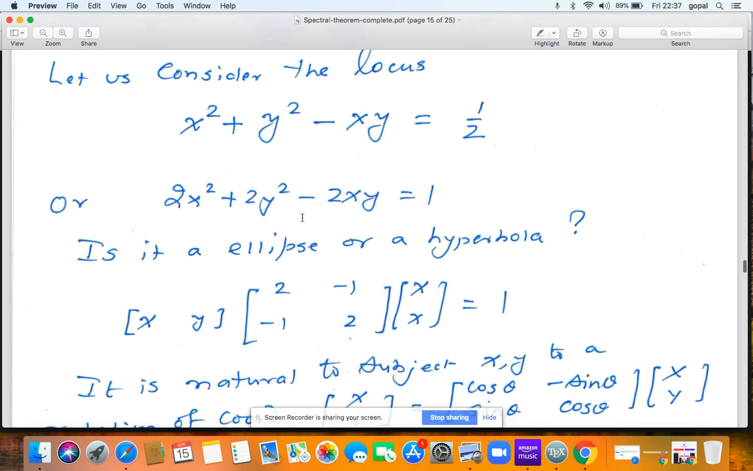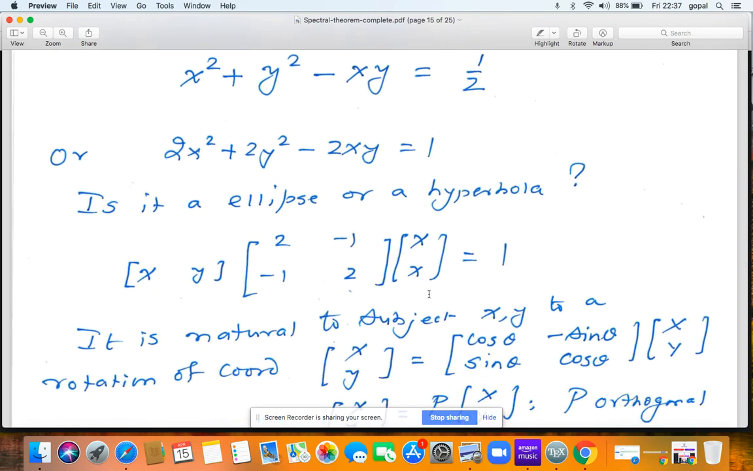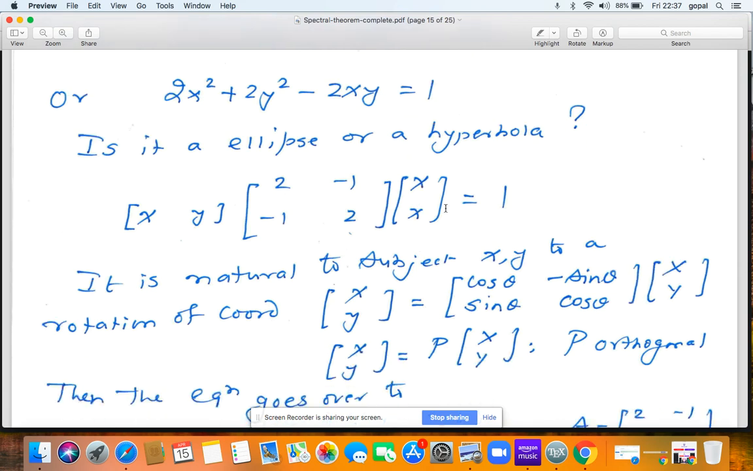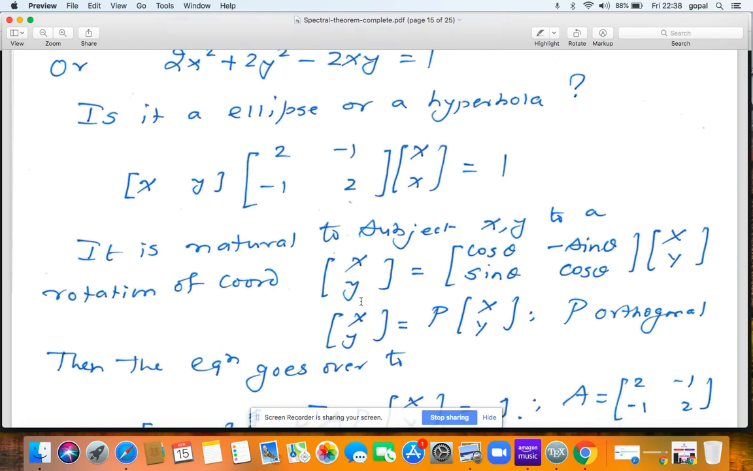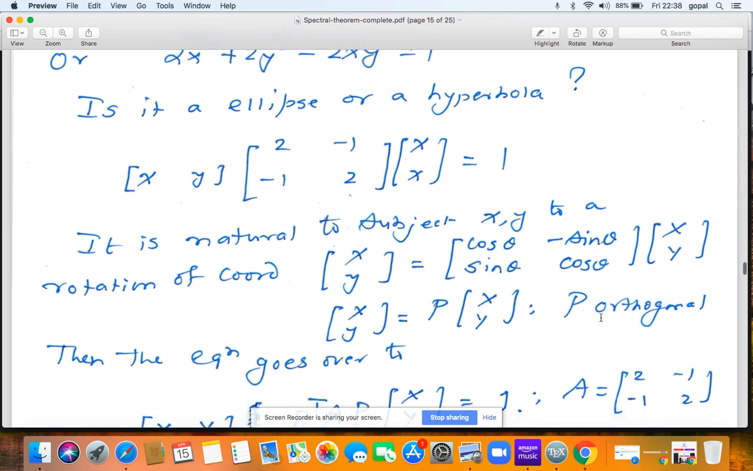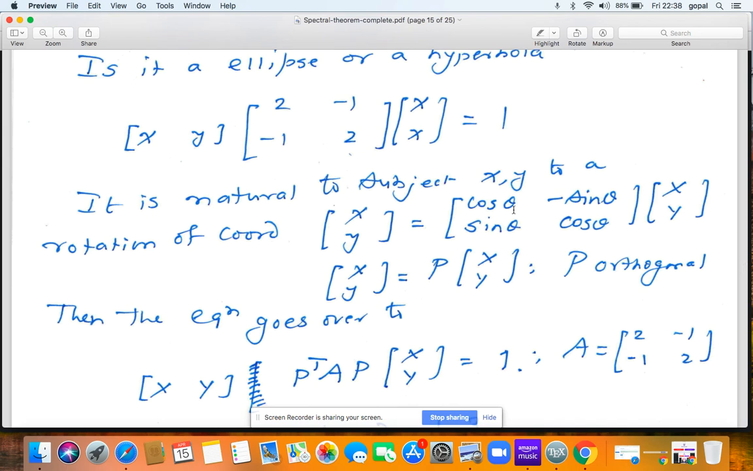Let us write this equation 2x squared plus 2y squared minus 2xy equal to 1 in matrix form. It reads row vector (x, y), symmetric matrix [2, -1; -1, 2], column vector (x, y). I'm sorry, this must be an xy. There's a very minor typographical error. So it is natural to subject this column vector (x, y) to a rotation of coordinates. So (x, y) equals [cos theta, -sin theta; sin theta, cos theta] times (X, Y). Or let us write little x, little y as P times capital X, capital Y, where P is an orthogonal matrix, orthogonal matrix with determinant 1.